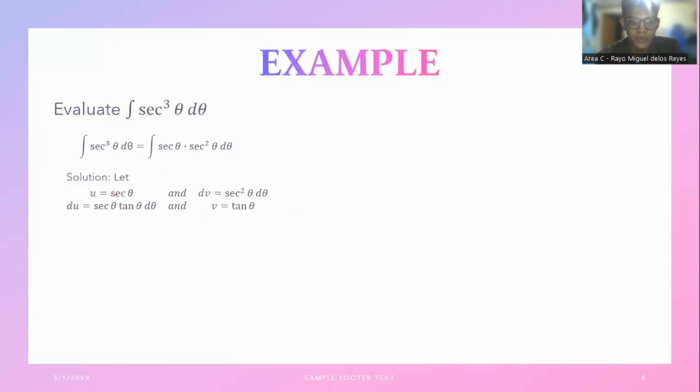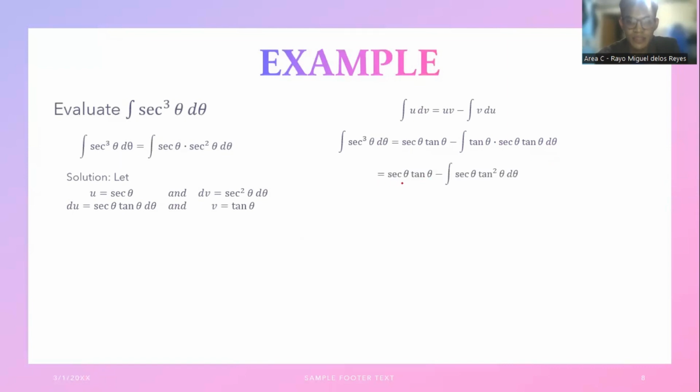Ayan. So, we have u is secant theta. Tapos yung dv natin is secant squared theta d theta. Then ang du natin is secant theta tangent theta d theta. At ang v natin is tangent theta. Ayan. And then use the formula of the integration by parts. Then substitute. We have secant theta tangent theta minus the integral of tangent theta times secant theta tangent theta d theta. And then simplify.